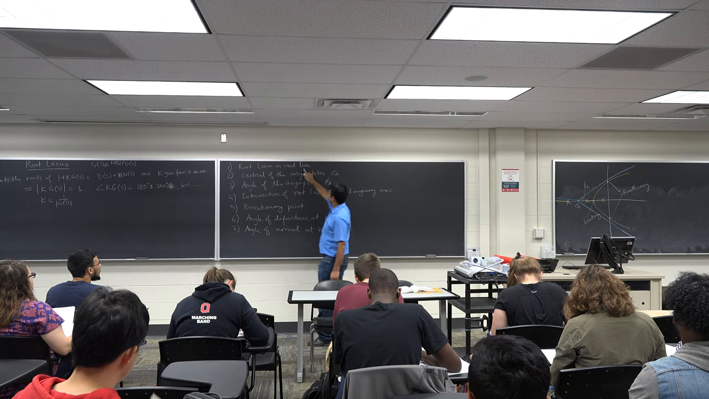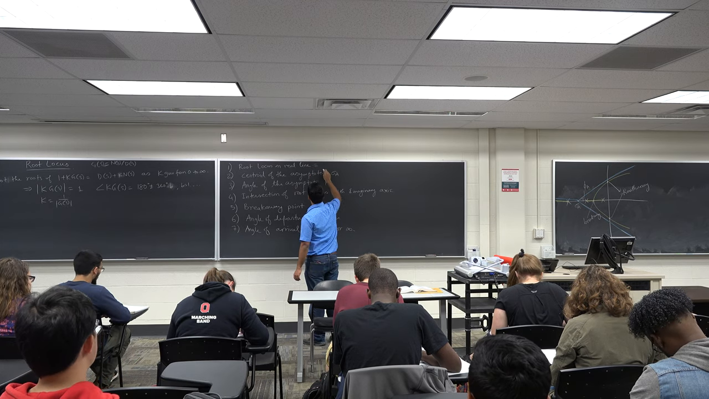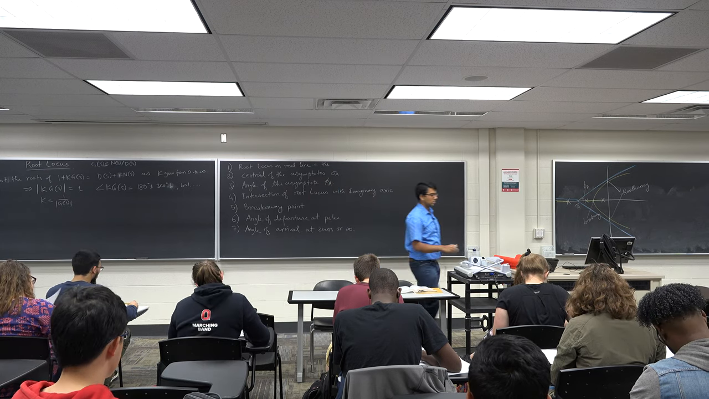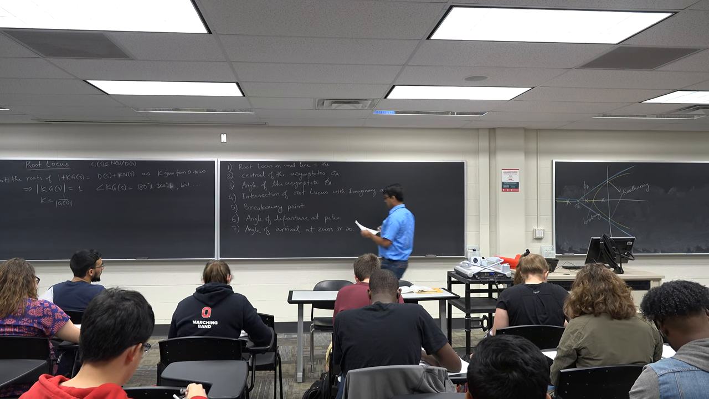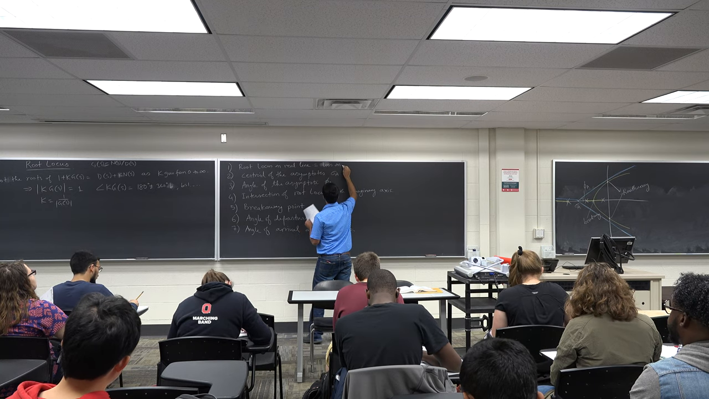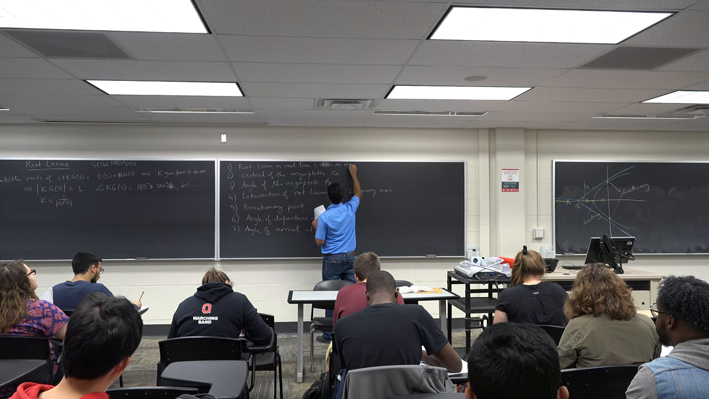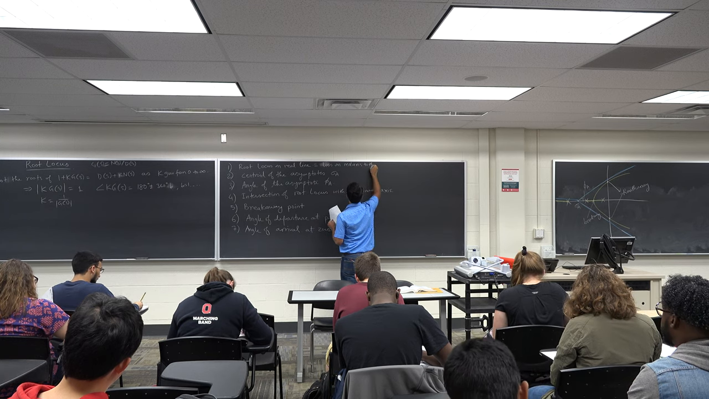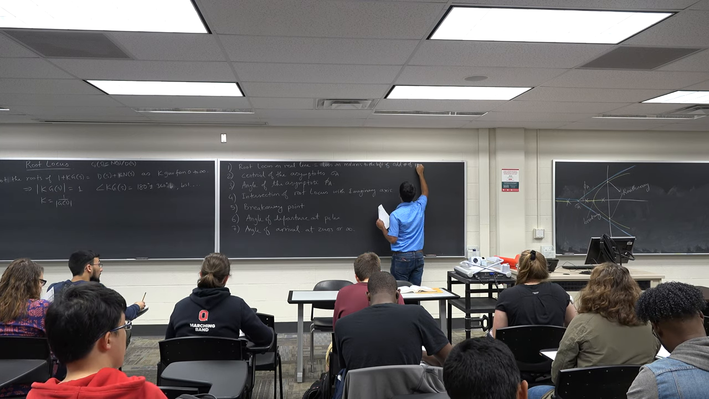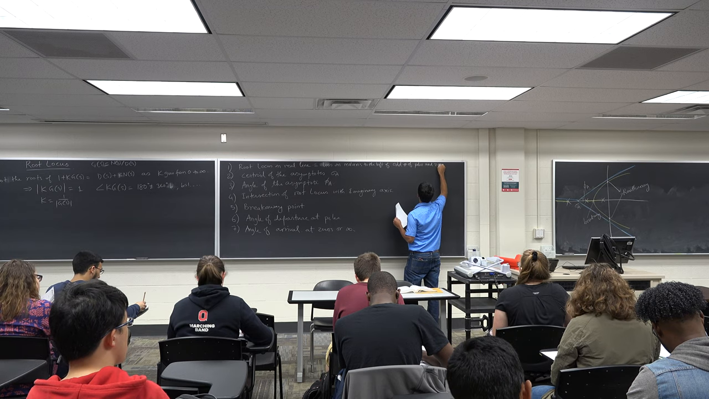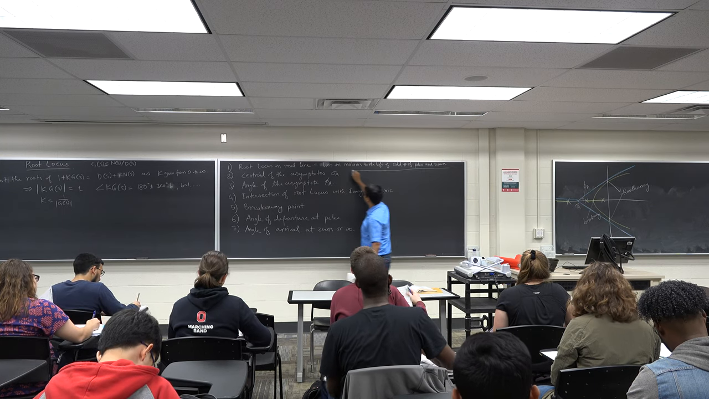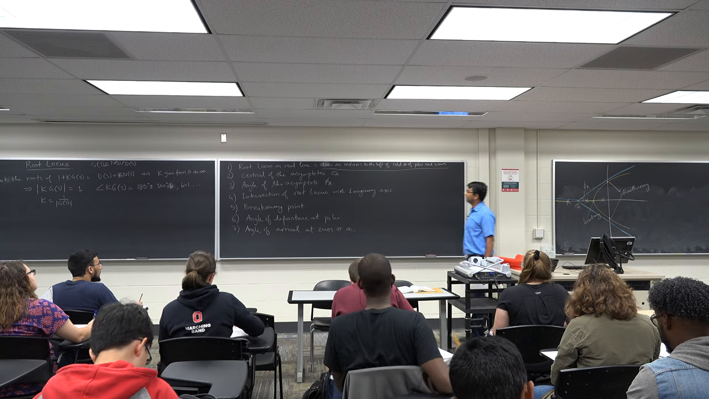So first of all, the root locus on the real line lies on the real axis to the left of an odd number of poles and zeros. I had not mentioned it in the previous class, but this was our observation in the last class.